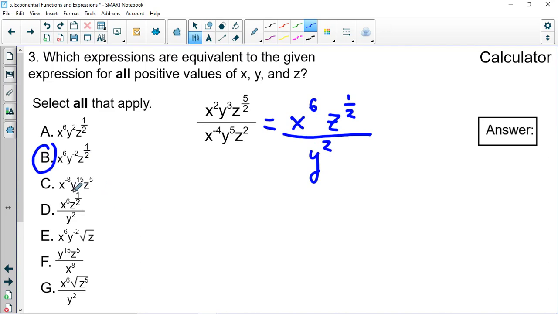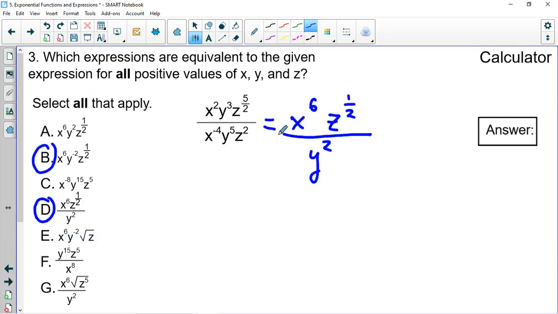C is going to be immediately incorrect because it says x to the negative eighth, and that's not the power of x we're looking for. I guess they were hoping we would accidentally multiply the 2 and the negative 4 or something like that, but we didn't fall for that trap, so we just skip it and move on to D, which is exactly what we have for the answer. So that's going to be our second choice. It says select all that apply, which is why we're going through all of them.